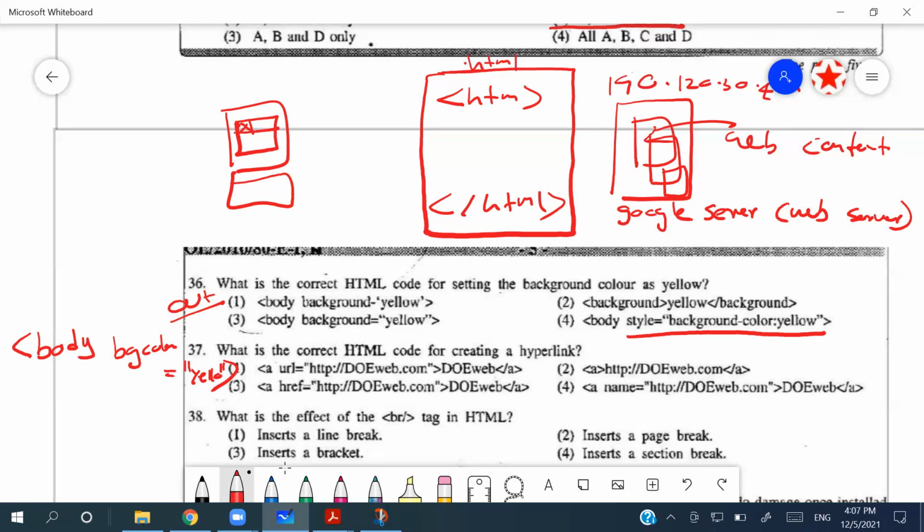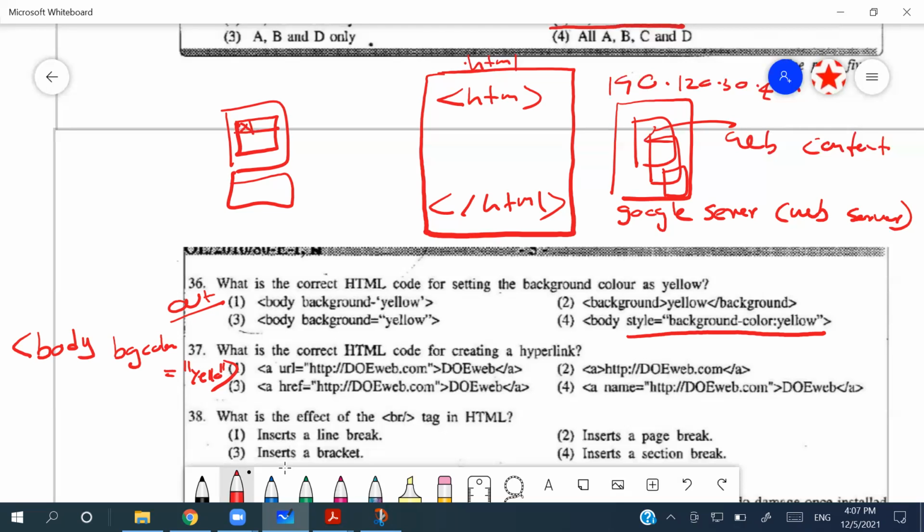Style background-color colon yellow is a correct one, right? But again, it's not in your syllabus. This is called inline CSS, which we are going to talk about with cascading style sheets, which is not in your syllabus, people. So have the marks for the 36th, people. Don't worry.